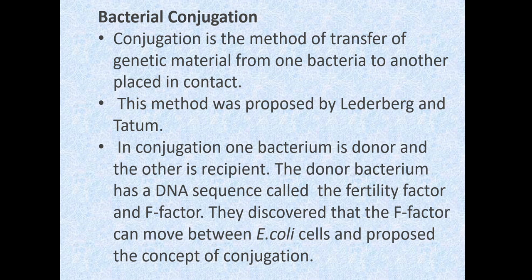In conjugation, you can say one bacterium is a donor and the other is a recipient. The donor bacterium has a DNA sequence called fertility factor, or you can say F factor. The process of conjugation was discovered in E. coli, and here the donor having F factor has the ability to transfer it to another bacterium, which is known as the recipient, which doesn't have the F plasmid.